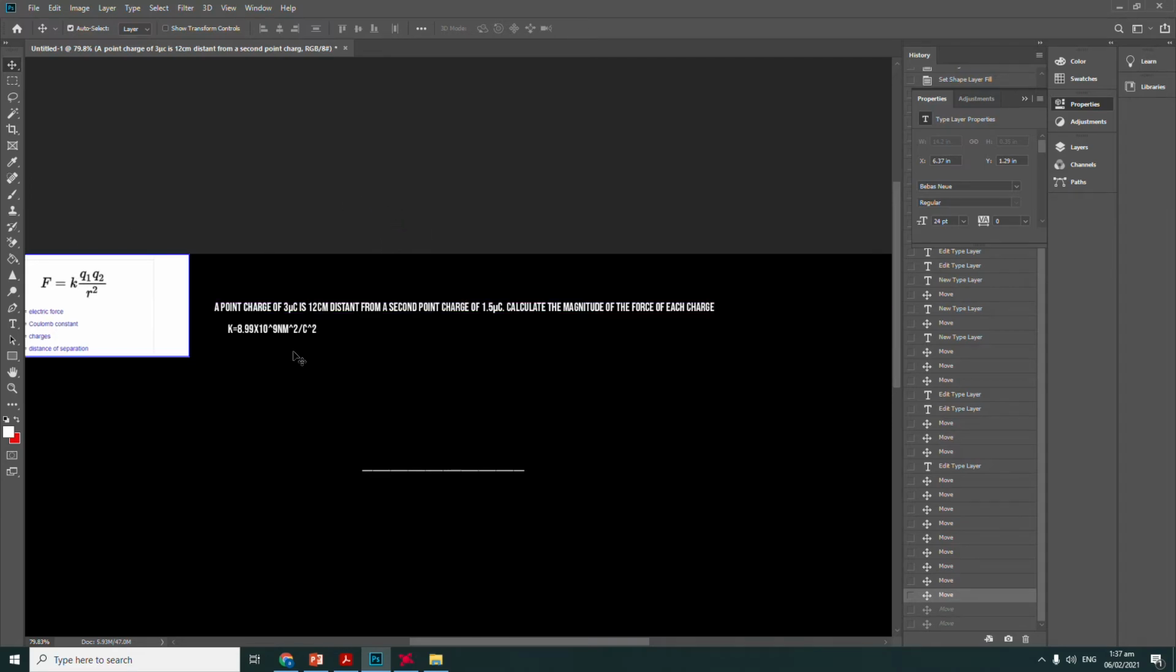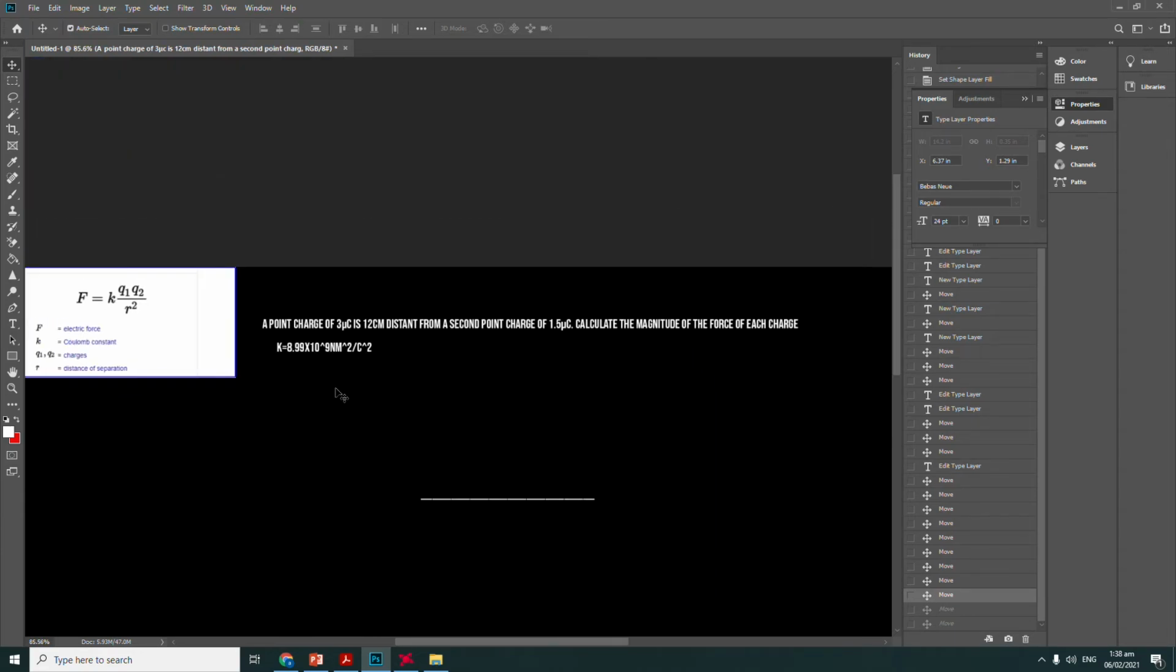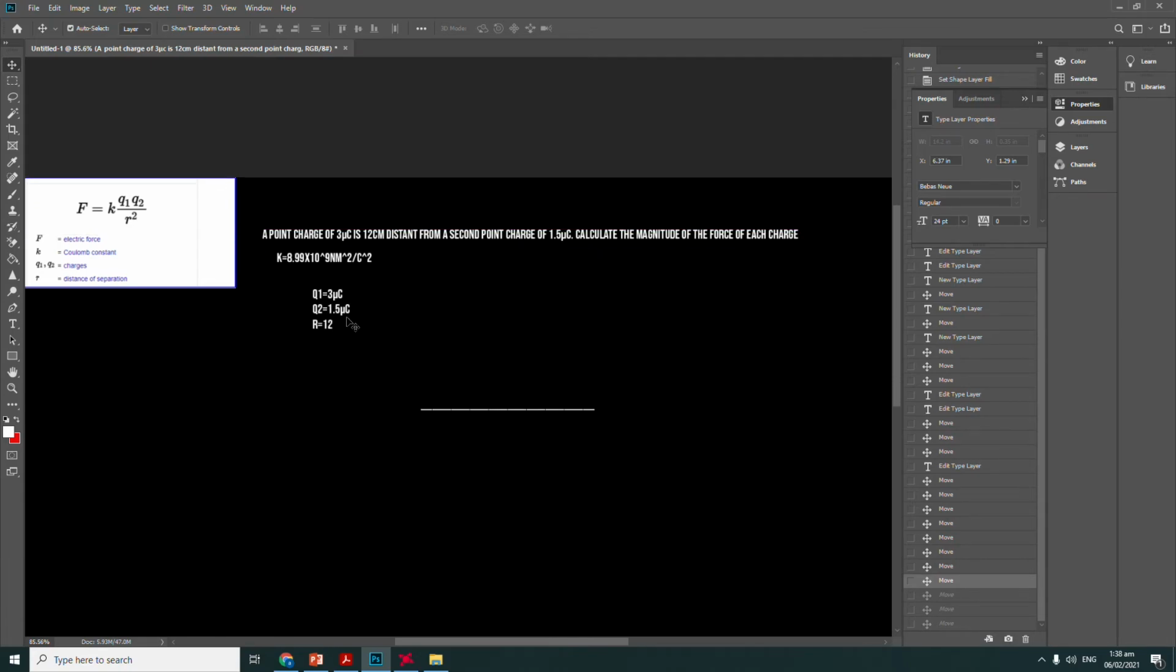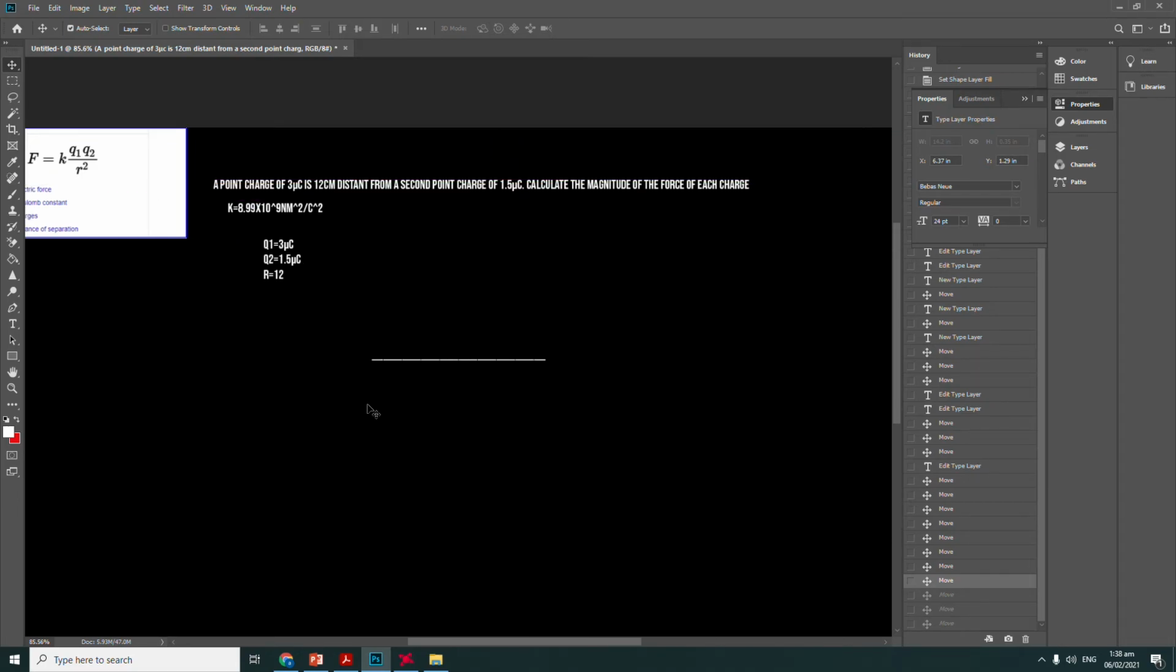Before that, we're going to find out what k is. k is Coulomb's constant, which is 8.99 times 10 to the power of 9 newton meter squared over coulomb squared. Remember, that is Coulomb's constant. So we're going to put in all of the given values: Q1 is 3 microcoulombs, Q2 is 1.5 microcoulombs, and the distance is 12 centimeters. We're going to put those values in Coulomb's formula, as seen on the screen.